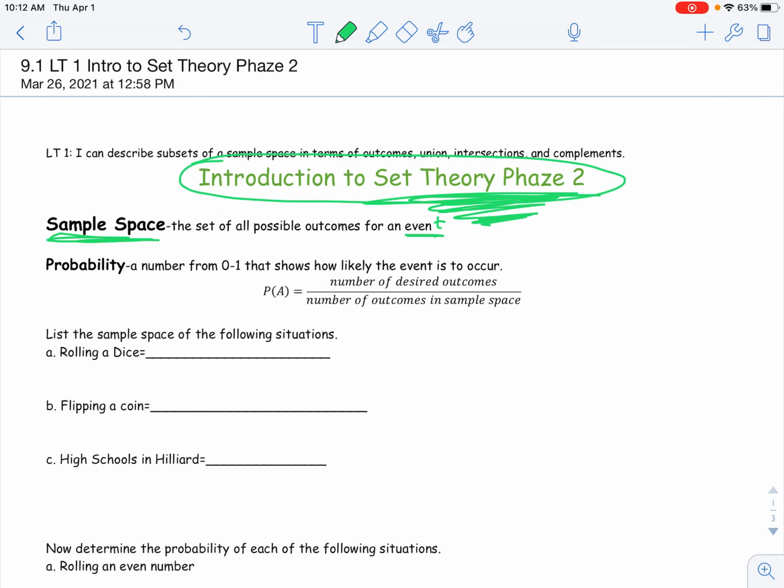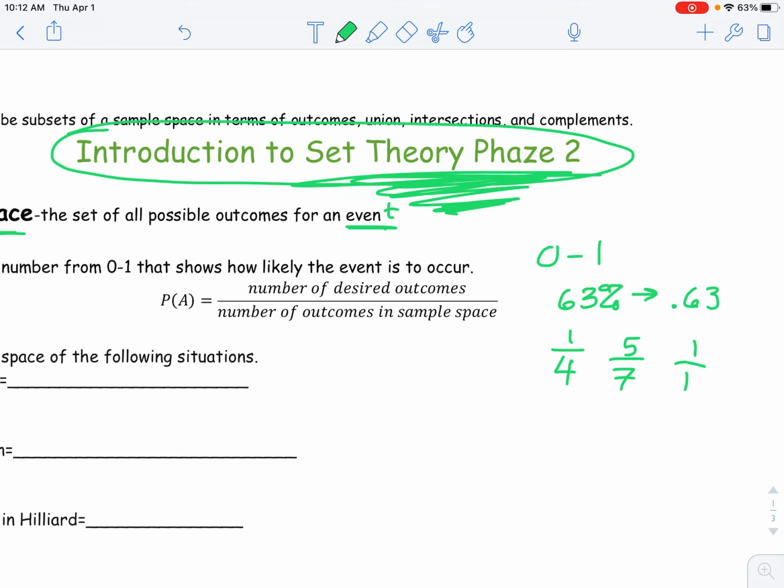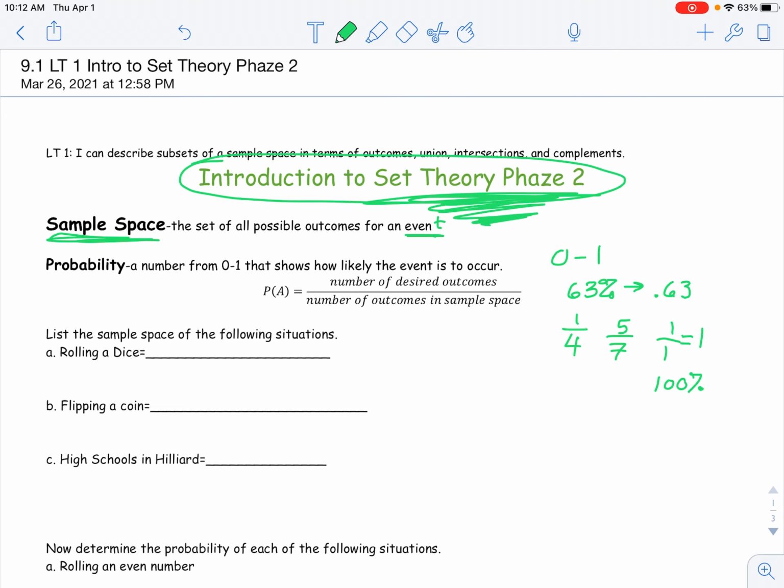Oops. Probability is a number between 0 and 1. So like 63%, realize that's actually 0.63. You could even say like 1/4 or like 5/7. The most likely something can happen is just 1/1, which is 1, which can be written as 100%. So all probabilities, all likelihood of an event happening, is always between 0 and 1.